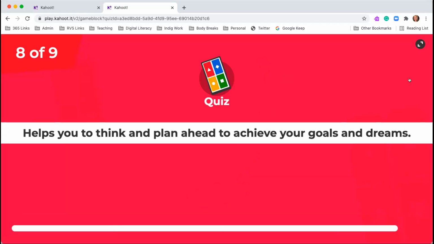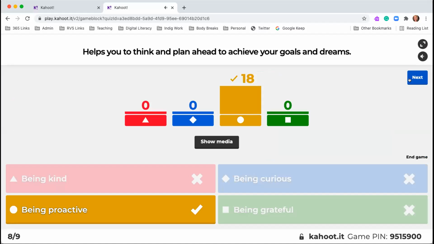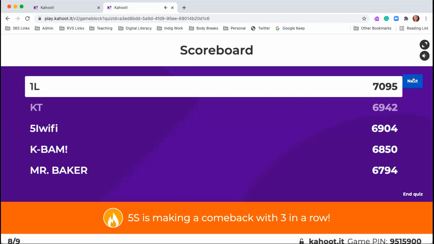Okay, helps you to think and plan ahead to achieve your goals and dreams. So if you're thinking and planning ahead, is it being curious? Is it being proactive? Is it being grateful? Helping you to think and plan ahead to achieve your goals and dreams. Yes! 100% being proactive. That is right. All right. And wow, look at that leaderboard.